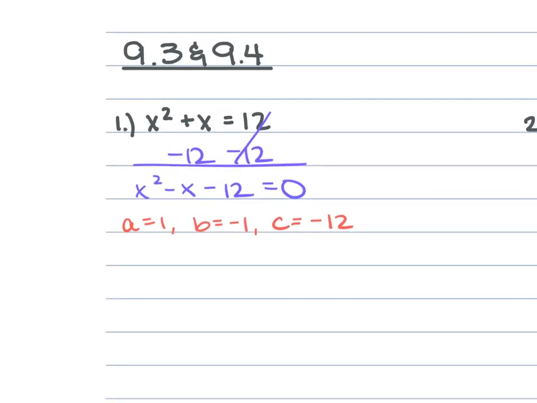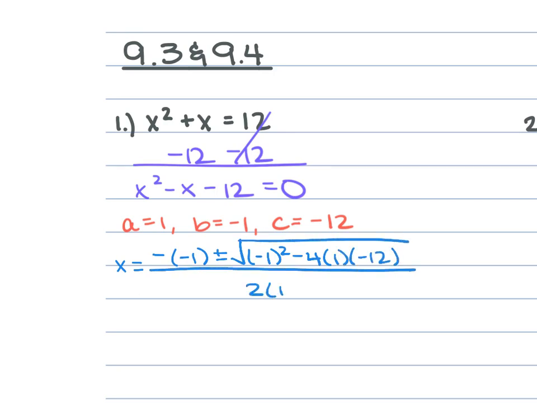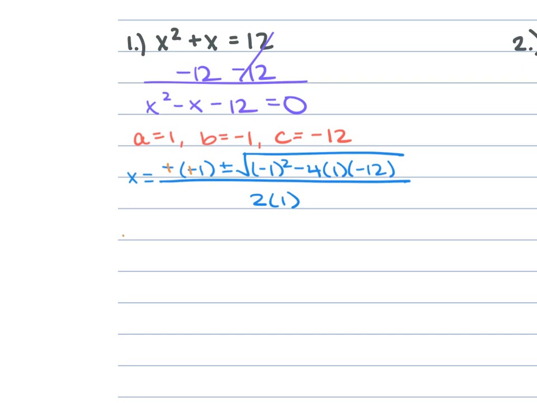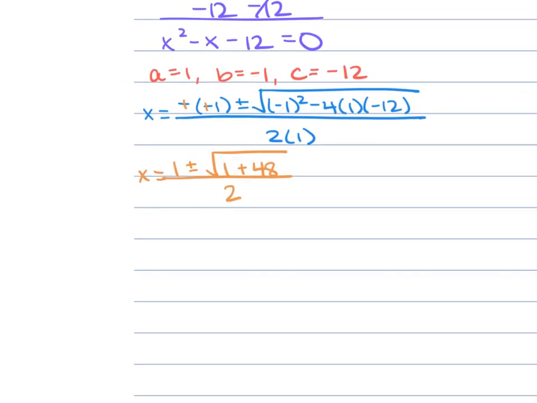So we are going to have x is equal to negative times negative 1 plus or minus the square root of negative 1 squared minus 4 times 1 times negative 12 all over 2 times 1. These two negatives turn into positives, so we have x is equal to 1 plus or minus the square root of negative 1 squared is 1. The negative 4 times negative 12 is a positive 48 all over 2. Underneath that radical, that 1 and the 48 is a 49, so this is going to be x is equal to 1 plus or minus the square root of 49 all over 2.